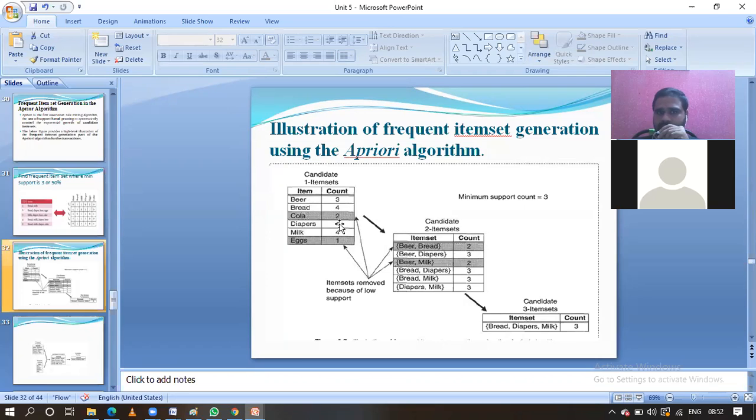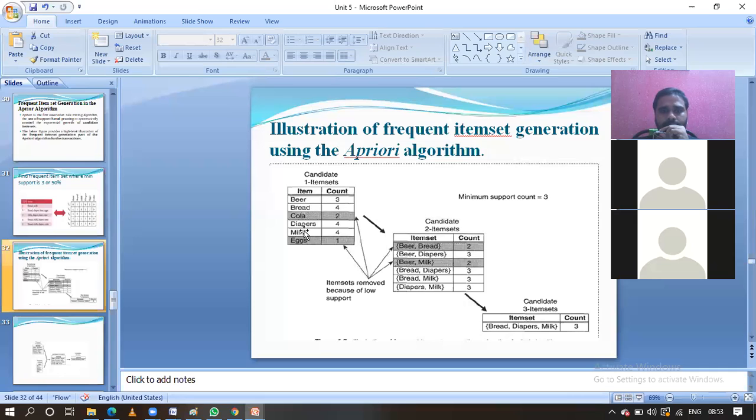Likewise, I'm taking the second item, that is bread. Bread is combined with diapers. Next, bread is combined with milk, that is the second. And the next one is diapers combined with milk, that is the third one. We call these candidate 2 item sets, guys, because here we have 2 items. All the combinations of beer, bread, diapers, and milk are written here, guys.